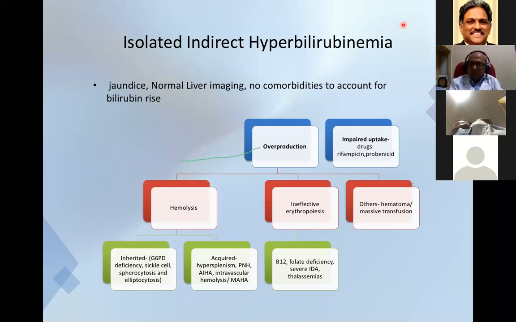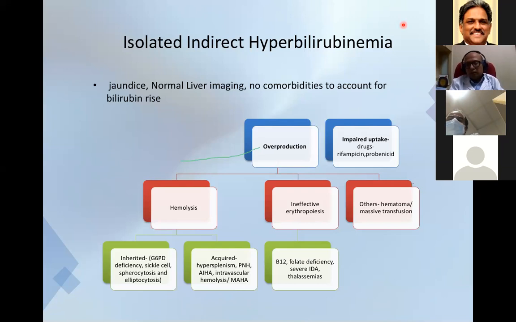And so hemolytic conditions, which can be either inherited or acquired, like G6PD deficiency, sickle cell, spherocytosis, etc., or acquired causes like hypersplenism, paroxysmal nocturnal hemoglobinuria, autoimmune hemolytic anemia, and intravascular and microangiopathic hemolysis, may all contribute to a hyperbilirubinemia. So the pattern in this is indirect or unconjugated. So basically, there is too much bilirubin in the system, more than what can be bound to the albumin and sent to the liver, and more than what can be processed by the liver.